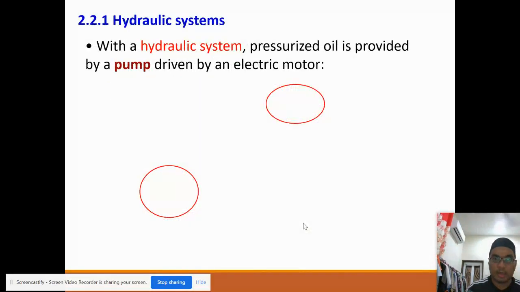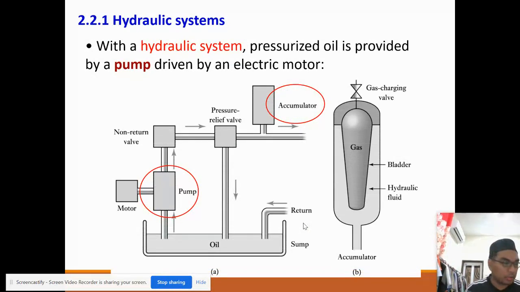Okay, let's move to the next one. This is on the hydraulic system. This is an overview of the overall system, how it works.